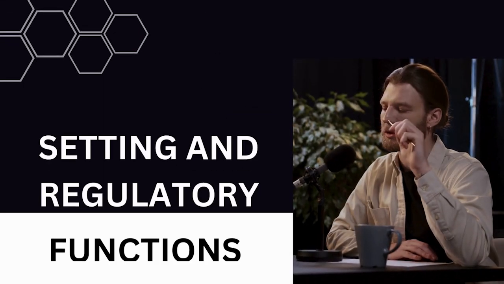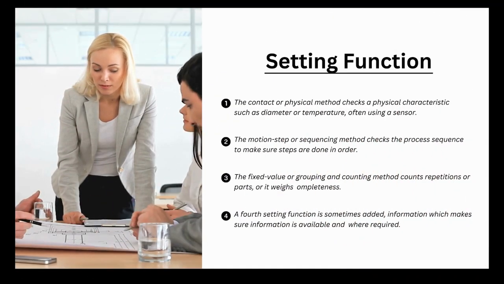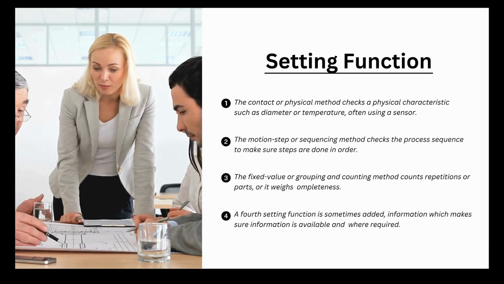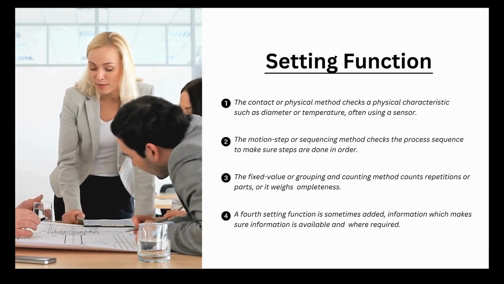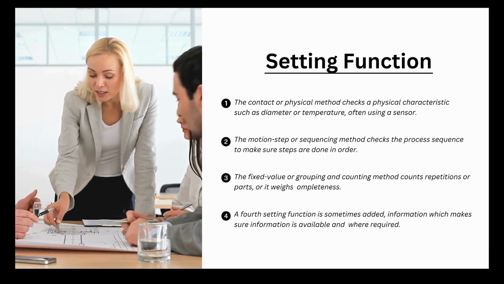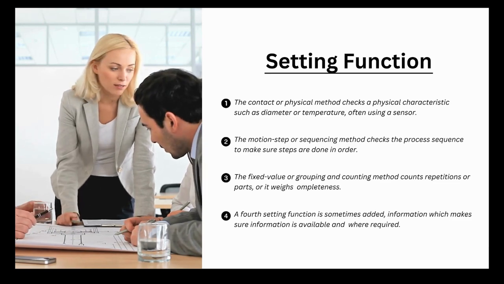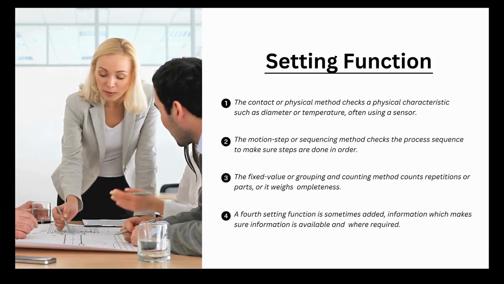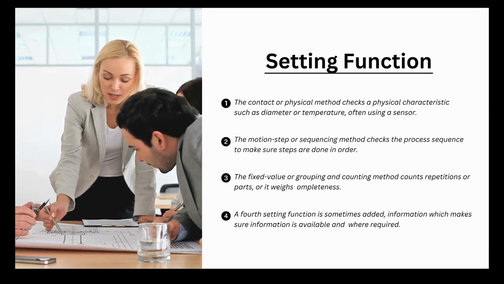Setting and regulatory function. Setting function. First, the contact or physical method checks a physical characteristic such as diameter or temperature, often using a sensor. Second, the motion step or sequencing method checks the process sequence to make sure steps are done in order. Third, the fixed value or grouping and counting method counts repetitions or parts, or it weighs completeness. Fourth, a fourth setting function is sometimes added, information, which makes sure information is available where required.